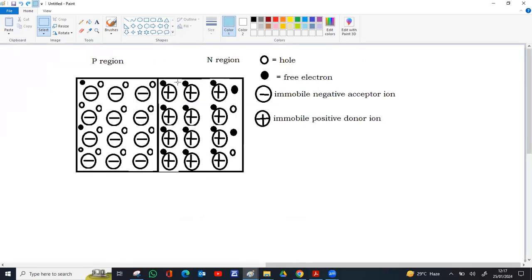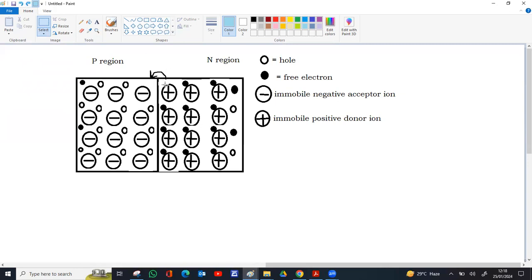Here, there is a higher concentration of free electrons, maybe with a mutual repulsion, or normally a higher to lower concentration movement, a diffusion movement. Electrons start moving from N to P. So these electrons will combine with the holes.